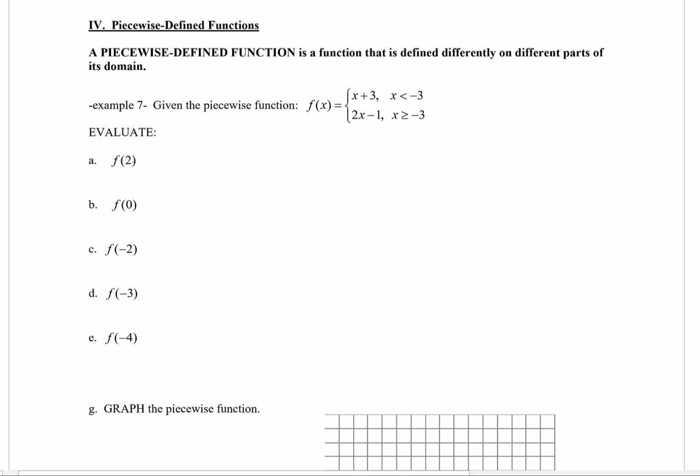In order for me to evaluate f of 2, I need to look at the inequalities and determine which piece of this function I'm going to be substituting into. Since 2 is greater than or equal to negative 3, and I've circled that inequality, I'm going to be using the part that says f of x equals 2x minus 1. So f of 2 is equal to 2 times 2 minus 1, which is equal to 4 minus 1, which equals 3. Therefore, f of 2 equals 3. And I'm going to box that in.